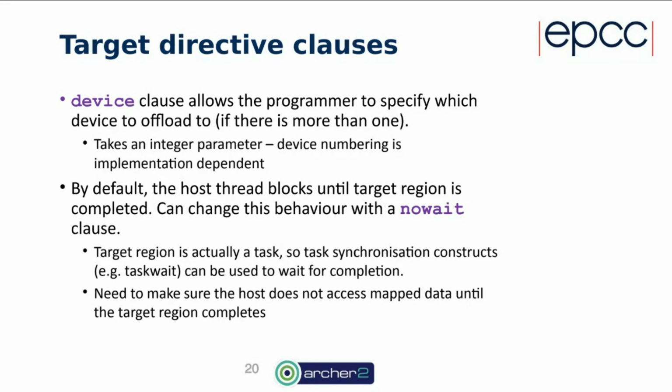And as I said before, the host thread will by default block until the target region is completed. You can add a nowait clause to prevent that happening. The target region then actually becomes a task as far as the host is concerned. So task synchronization constructs like taskwait can be used to wait for completion of target regions with nowait clauses. But as I mentioned before, it's then up to us as programmers to make sure that the host doesn't access any of the mapped data before the target region completes.